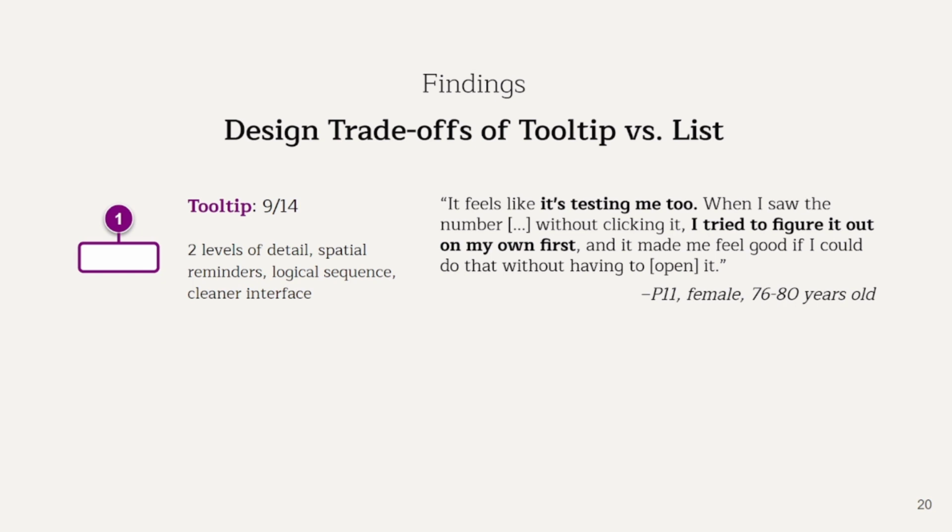Displaying the step in 2 levels, either only the number or with the text open, allowed the older adult to, quote, test themselves. As P11 explained, it feels like it's testing me too. When I saw the number without clicking it, I tried to figure it out on my own first, and it made me feel good if I could do that without having to open it.